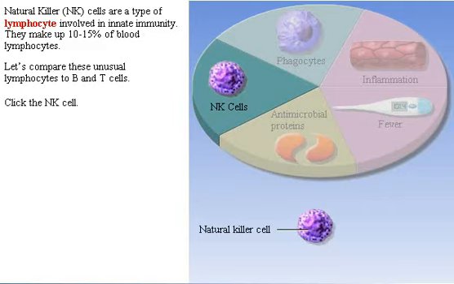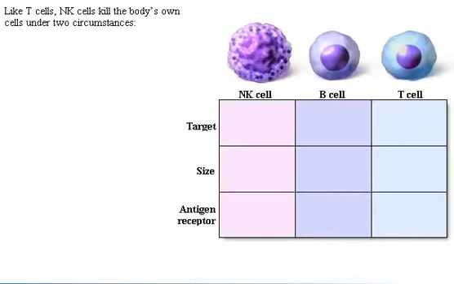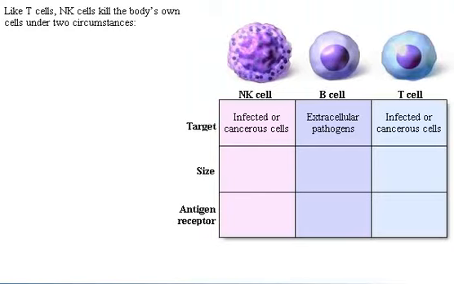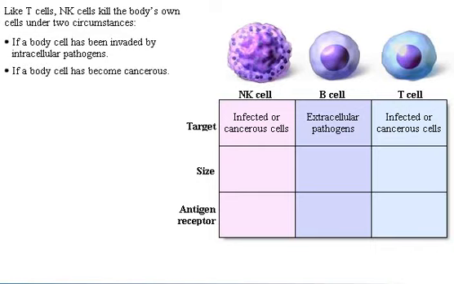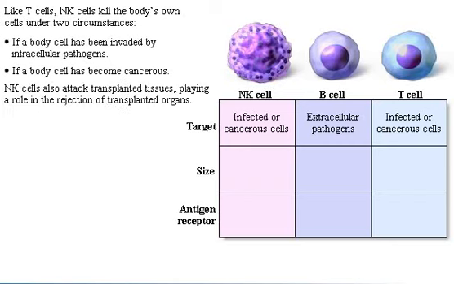Click the NK cell. Like T cells, NK cells kill the body's own cells under two circumstances: if those cells have been invaded by intracellular pathogens, or if they have become cancerous. NK cells also attack transplanted tissues, playing a role in the rejection of transplanted organs. Click the T cell.